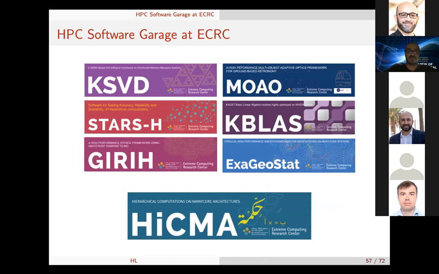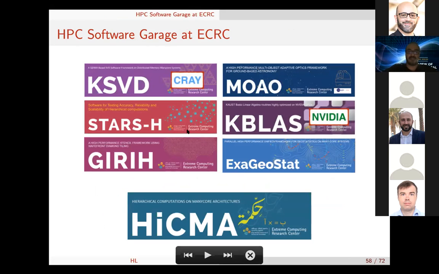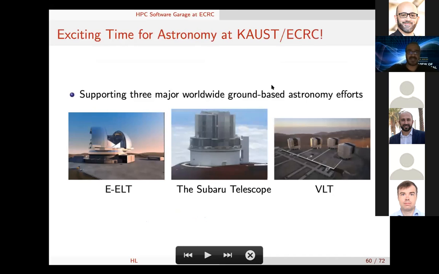We've seen some of those software solutions we're providing in our center. We talked about KSVD, we talked about KBLAS, and those two ended up in Cray and NVIDIA numerical libraries. I'm going to look at and talk quickly about KSVD and MOAO. Those are the astronomy applications, right? You remember I said we are fans of astronomy.